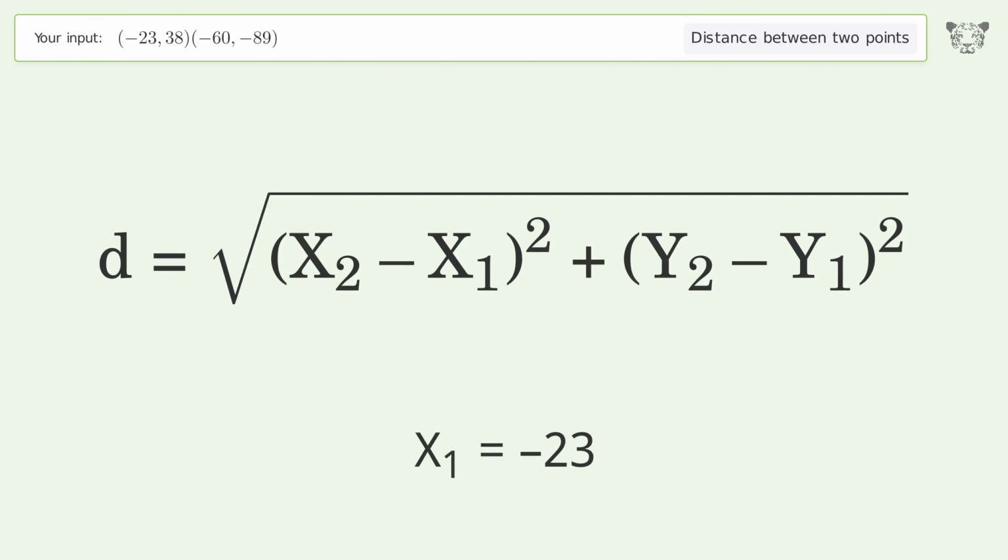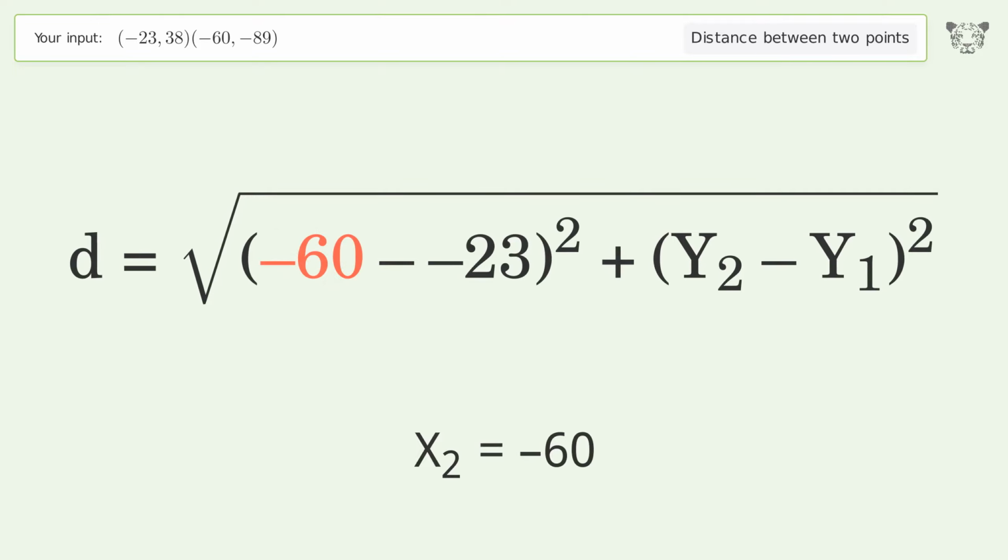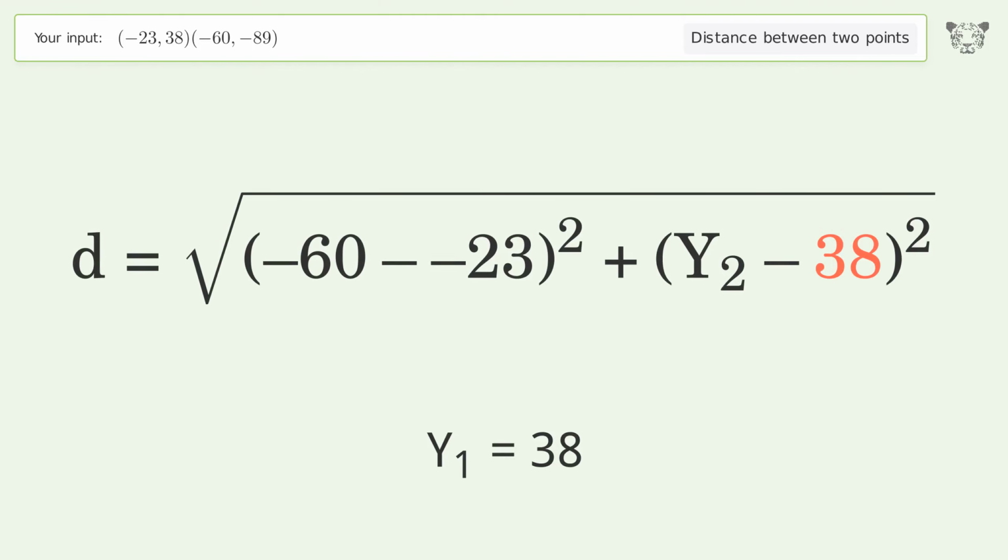x1 equals -23. x2 equals -60. y1 equals 38. y2 equals -89.